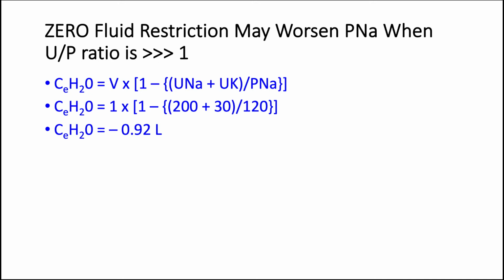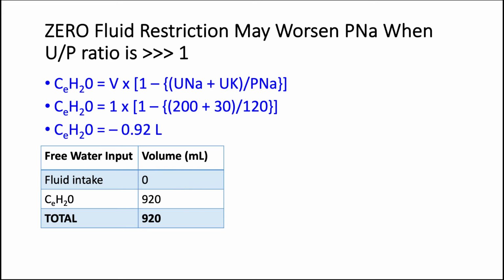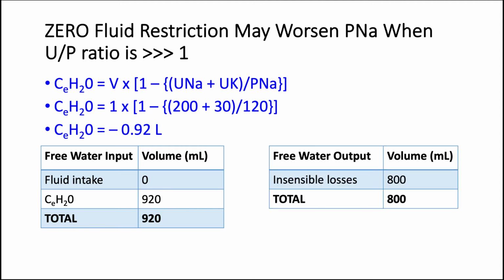Okay? All right, so let's look at the water balance, the I's and O's. The I's, fluid intake is going to be 0 because I'm going to put this patient on 0 fluid restriction. Now, the free water clearance is negative 0.9. Is that going to go in the I's or in the O's? It's going to go in the I's because you're reabsorbing that water. So it's going to go into input, 920 cc's or 0.92 liters. Now, what about the O's, the output? The only output this patient is going to have is insensible losses, which on average is about 800 cc's.